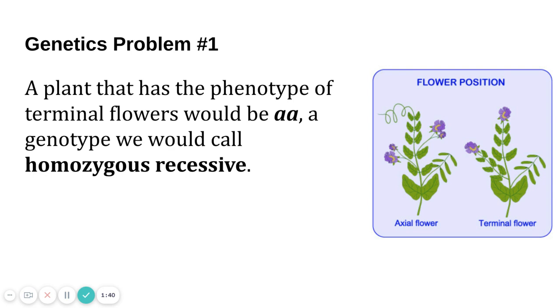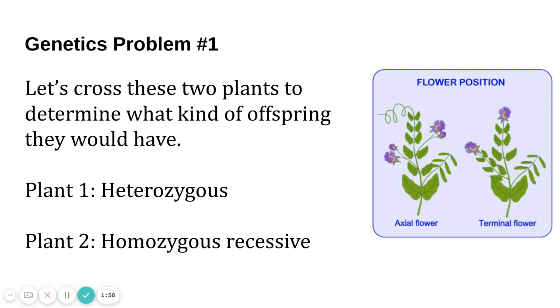A plant that has the phenotype of terminal flowers, the recessive trait, would be little a, little a. They inherited 2 recessive alleles for that trait, and that is a genotype we would call homozygous recessive. Let's cross plants with those 2 genotypes. Plant number 1 was heterozygous, having axial flowers, and plant number 2, homozygous recessive, having terminal flowers.